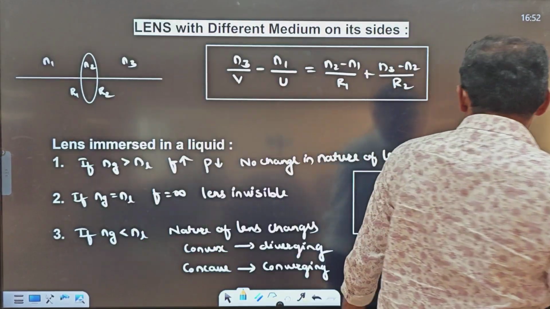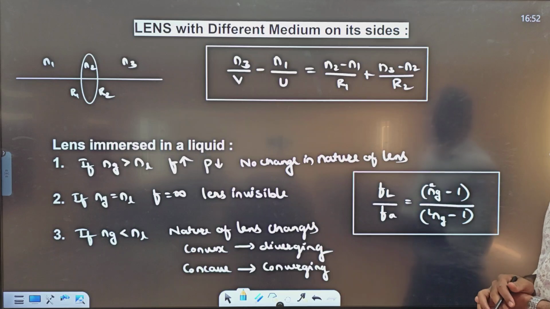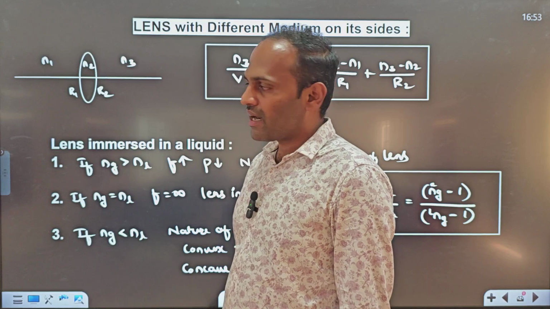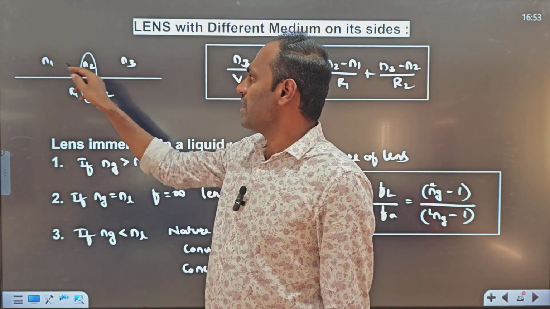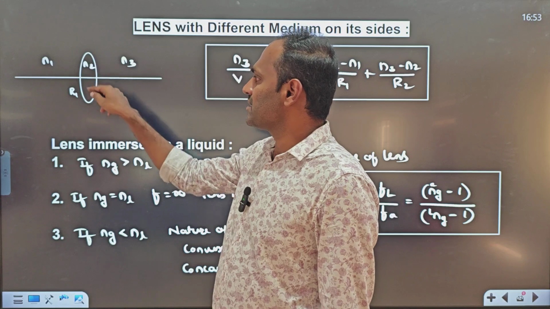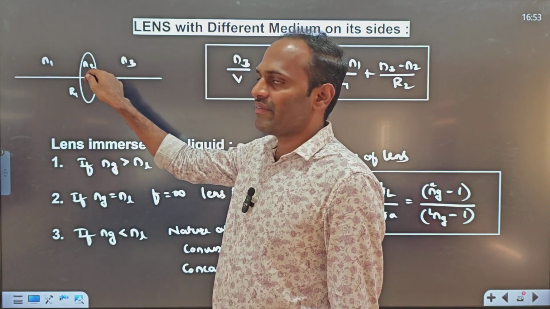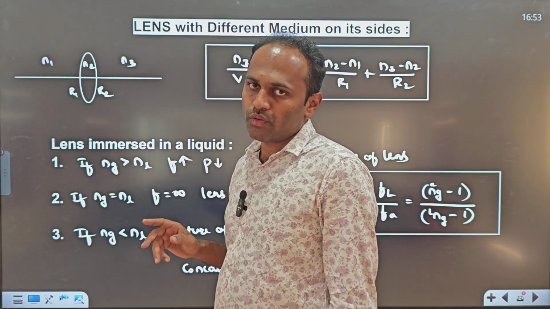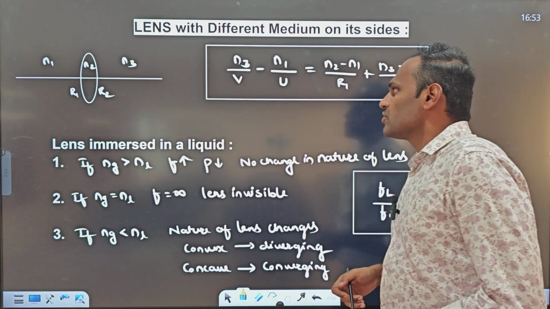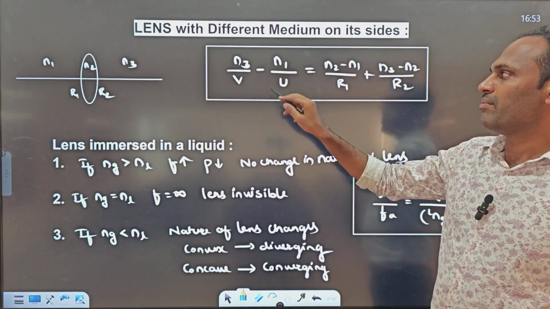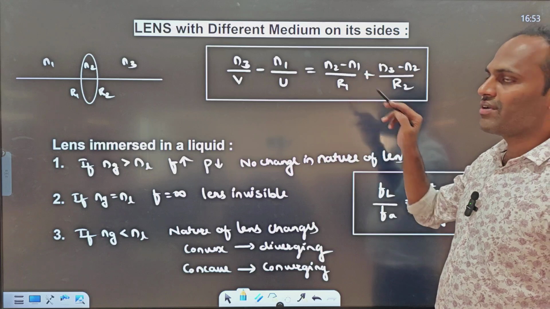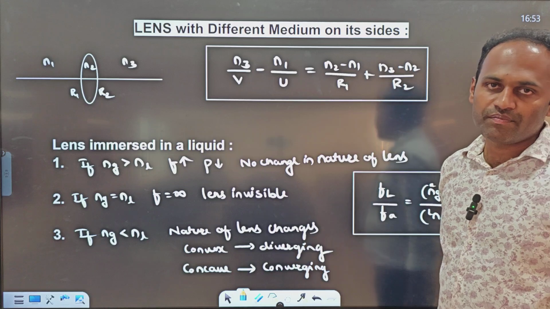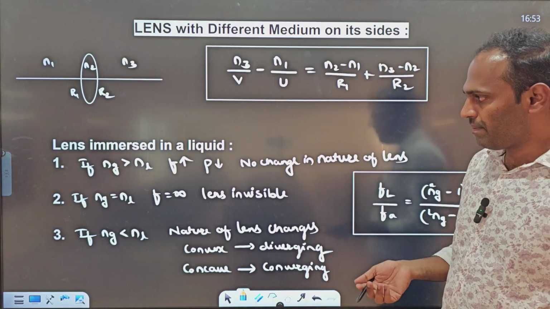Okay, let us go for the next concept then. See, lens with different medium on its sides. Suppose there is a lens, with one medium on one side and a different medium on the other side, right? The refractive index of the first medium is n1, the refractive index of the second medium is n3, and there is the glass lens in between, having a refractive index n2. The radius of curvature of this side is r1 and of this side is r2. So in this case, you can apply this formula: n3 divided by v minus n1 divided by u is equal to n2 minus n1 divided by r1 plus n3 minus n2 divided by r2. So this formula can be applied when there are different mediums. If there are no different mediums, you can apply the lens maker's formula.